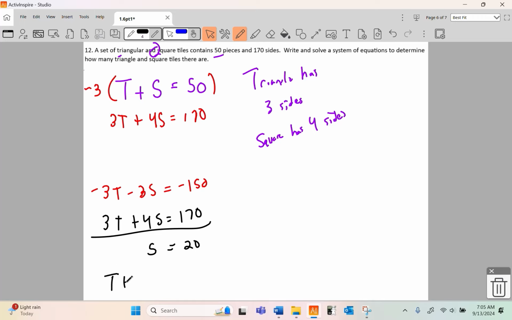Now remember that triangles plus squares was 50. If I take away the 20, I have 30 triangles. 20 squares, 30 triangles. That's it.